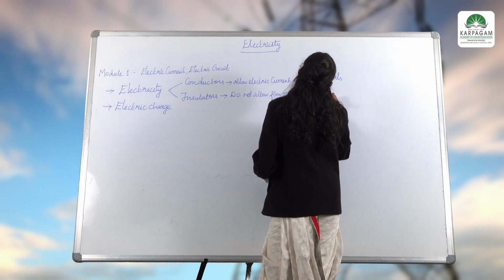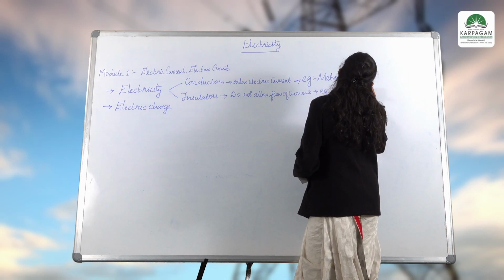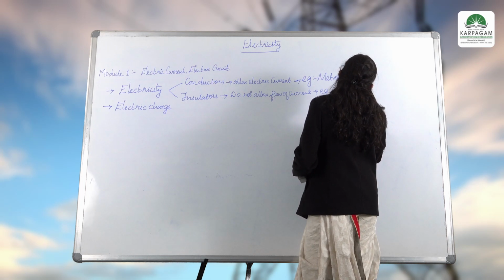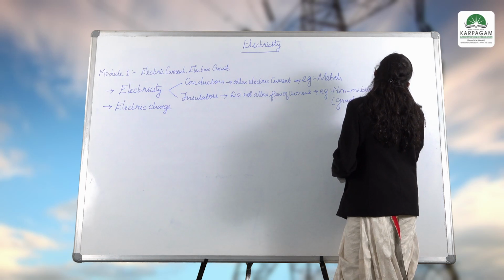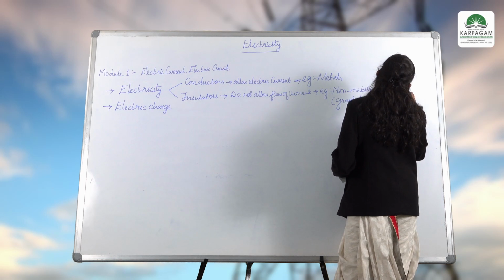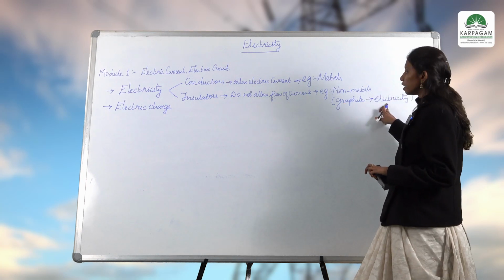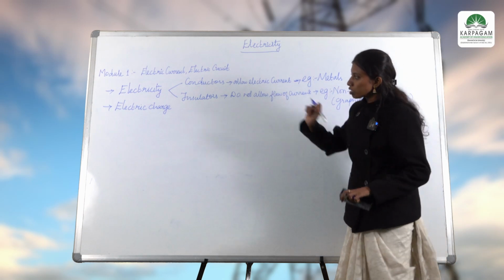All non-metals are examples of insulators. Only graphite is a non-metal that is used to conduct electricity. Among non-metals, graphite alone will conduct electricity. So these are the two major things we need to know in the case of electricity.